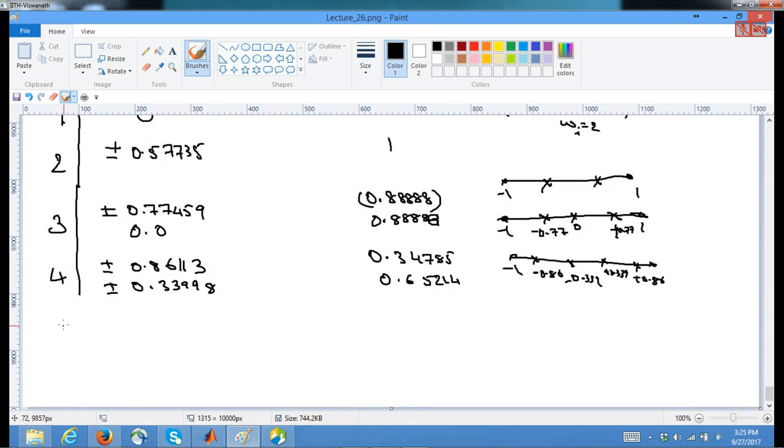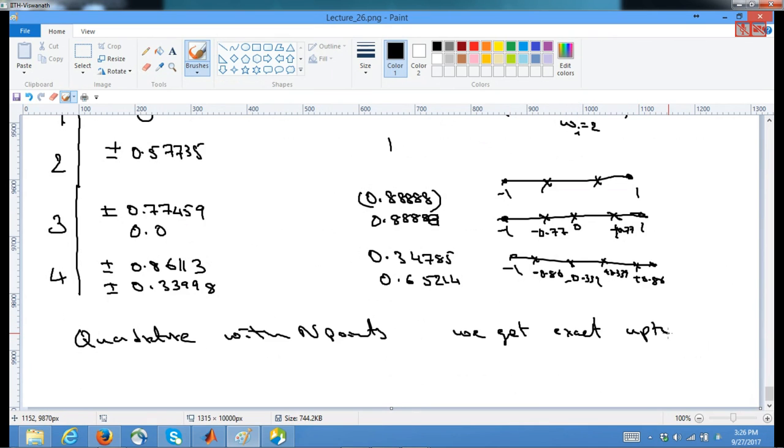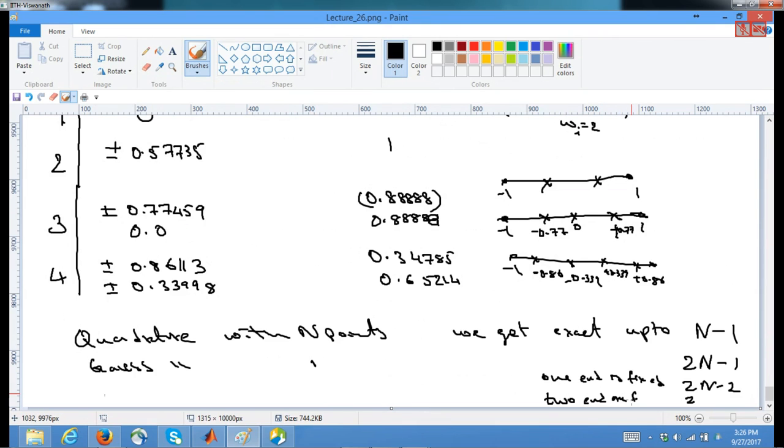If you are using just quadrature with n points, we get exact up to n minus 1. If you use Gauss quadrature, then an addition of up to another n will be there. But if one endpoint is fixed, either the left end or the right end, it will reduce to 2n minus 2. And if both endpoints, A and B, are fixed, then it will be 2n minus 3.